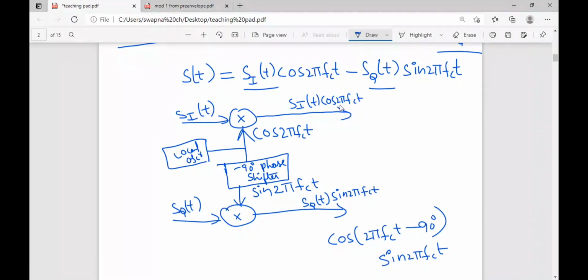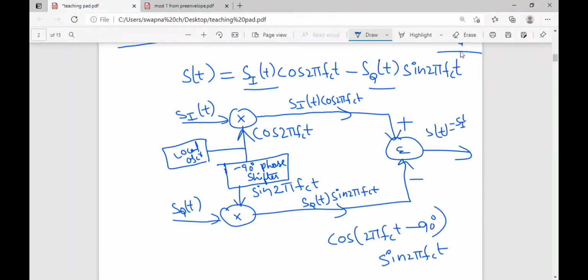Okay, now I need to subtract this signal and this signal. So how can I do that? I can give it to the summer where this signal is added and this signal is subtracted, so that my output will be S of t, which is nothing but Si of t minus SQ of t. Let me write it properly. S of t is equal to Si of t minus SQ of t.